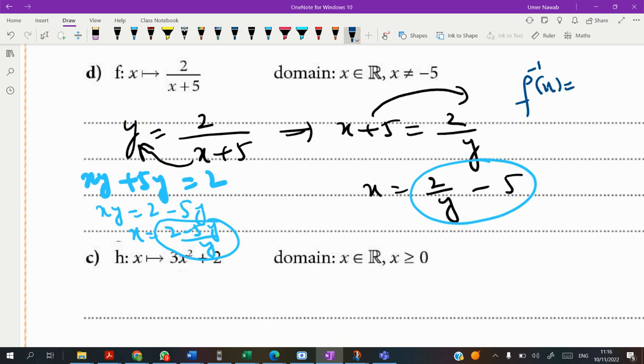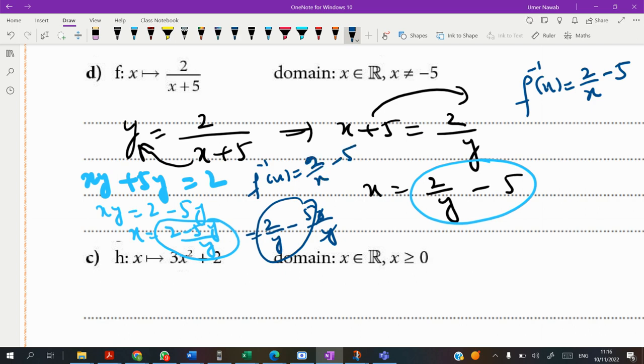So f inverse of x is equal to 2 over x minus 5. Maybe you think why this answer is not equal to this. Look at that. 2 over y minus 5y over y cancel. Look, this is the same answer which we got over here. Just you need to write f inverse of x, replace y by x, so 2 over x minus 5.